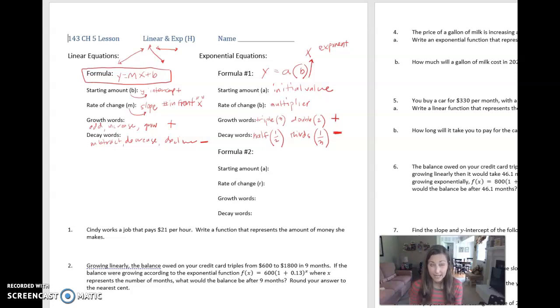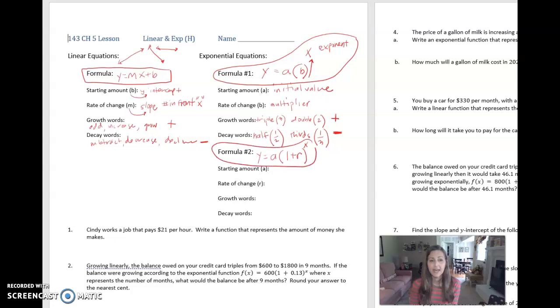These are multiplication words. And then the second formula, okay, so here is formula number 1, and x is an exponent. Formula number 2, it's y equals a(1 plus r) raised to the power of x. Now again, x is an exponent for both Formula 1 and Formula 2. X is up in the sky. That is very, very, very important. X is not on the line.